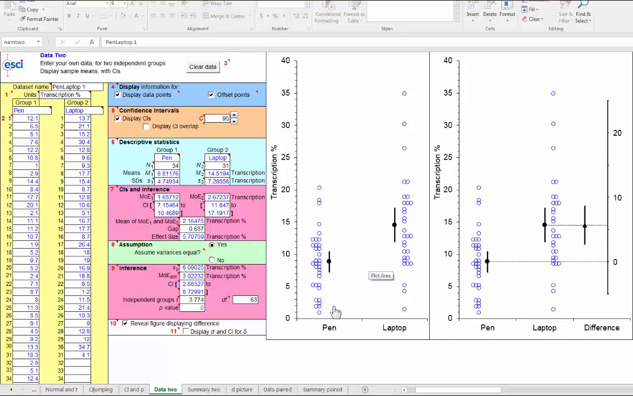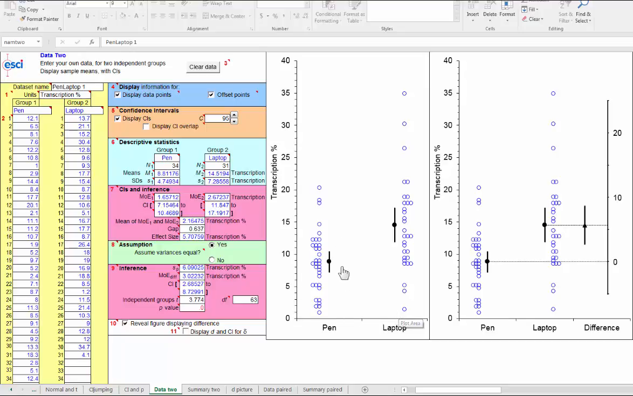Now, sometimes you have to use independent groups. If you're comparing male and female or left-handers and right-handers, you need independent groups. In other situations, pre-test, post-test, you must use paired. But often, as with pen and laptop, you have a choice. So you could take a single group of students and test them on one day with pen and on another day with laptop. The danger, though, is carryover effects.